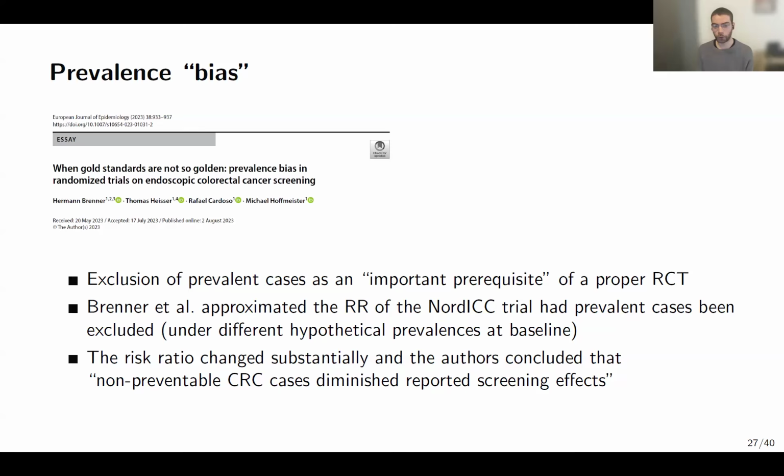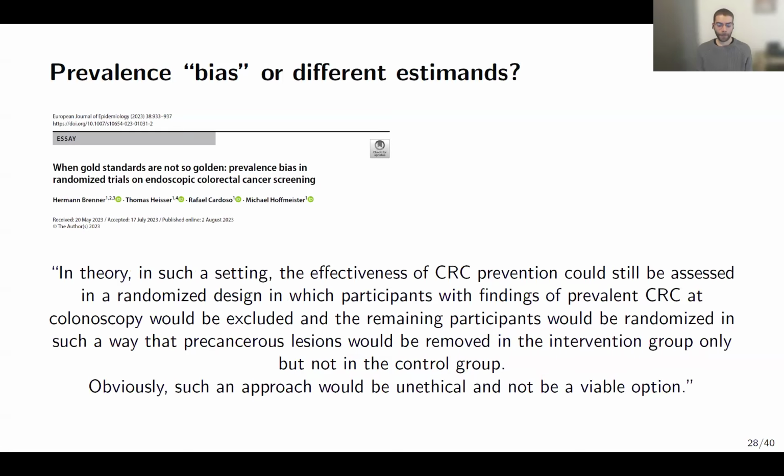This led these authors to conclude that the presence of these prevalent cases at baseline, these cases of colorectal cancer that could not have been prevented by the screening, means that the risk ratio reported in the Nordic trial is actually an underestimation of the true effect. This is not really a question of bias, in my opinion. It's more that the authors of this essay, Brenner and colleagues, clearly have in mind a different causal estimate. And this becomes very clear when they explain what the ideal trial would be.